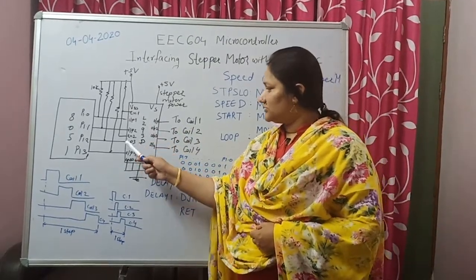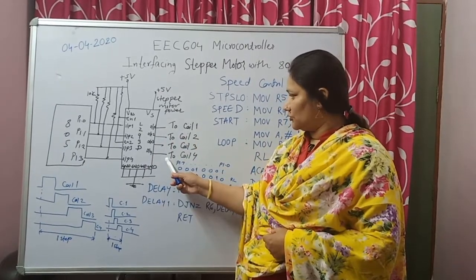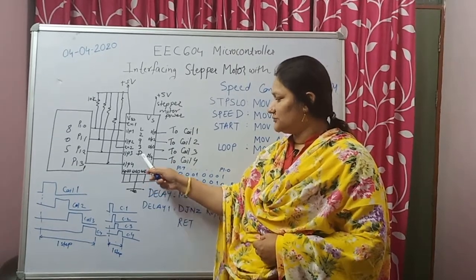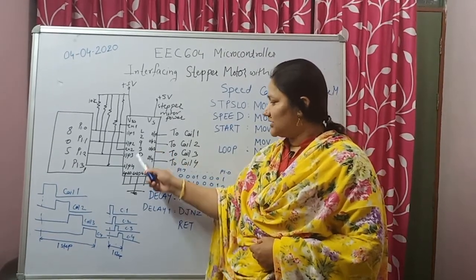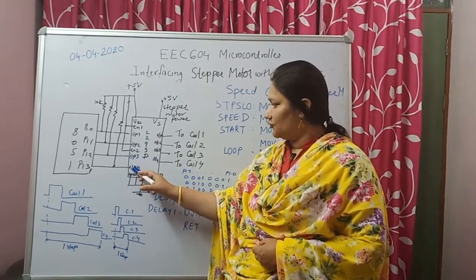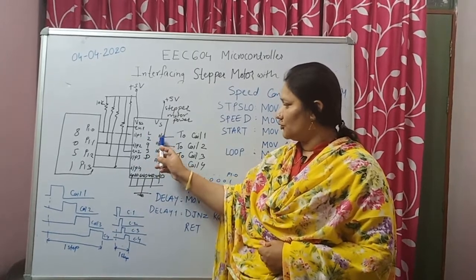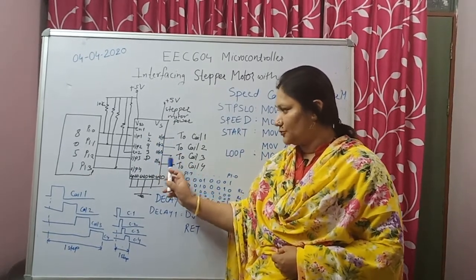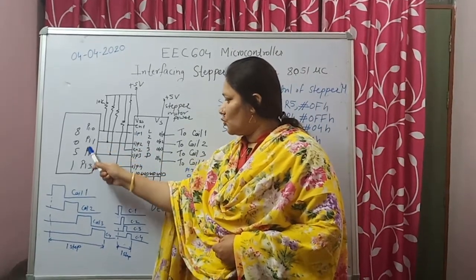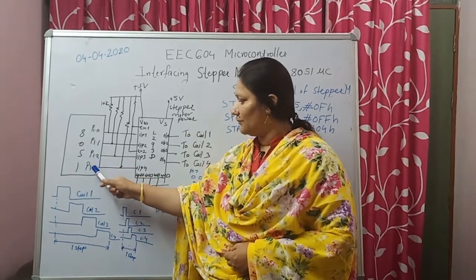What we did last time, we connected the four coils of stepper motor to L293D driver IC, which is a motor driver IC, and this has four drivers. So input 1, input 2, input 3, input 4, we have used all these four drivers along with output 1, output 2, output 3, output 4. And this is connected to four pins of port 1, port 1.0, 1.1, 1.2 and 1.3.